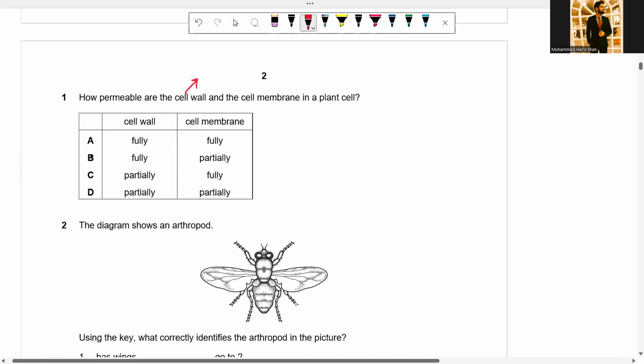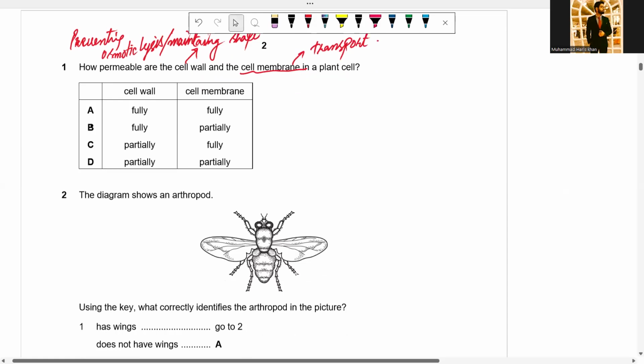The cell wall has the function of maintaining shape and preventing osmotic lysis. And the cell membrane has the main function of transporting materials. So the cell wall will be completely, fully permeable, and the cell membrane will be partially permeable. The answer will be B.